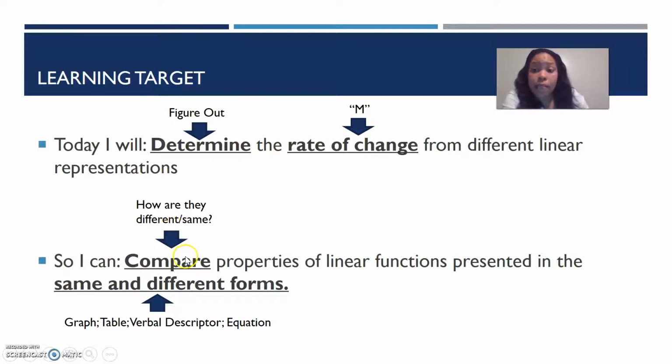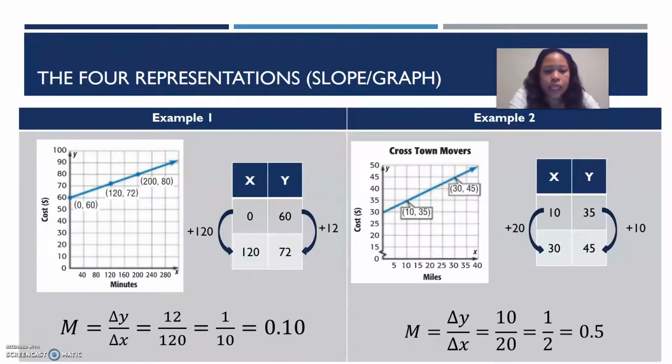When I say compare, Ms. North means how am I telling they are the same and how are they different? Properties of linear functions presented in the same or different forms. And that's what we said: a table, a graph, a verbal descriptor, and an equation. So let's get into this.